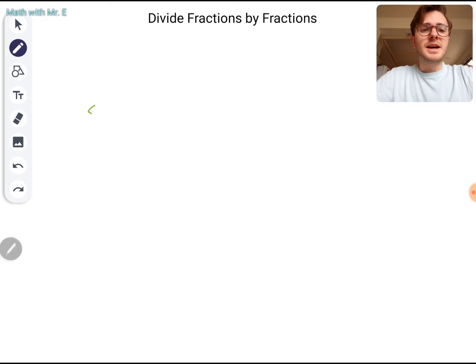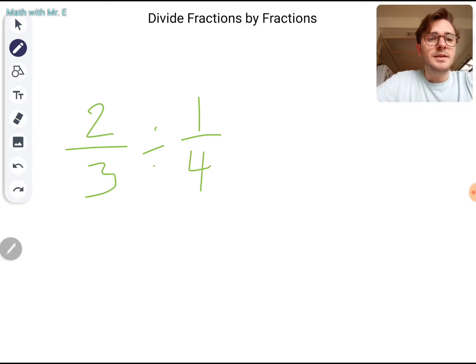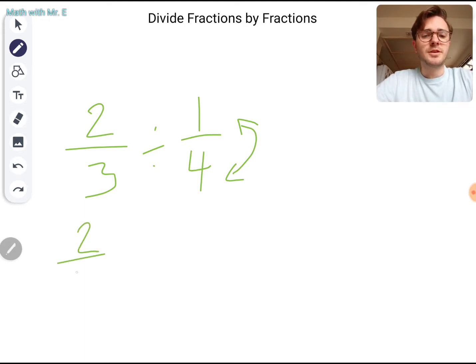So if we had, let's say, 2/3 divided by 1/4, remember we're going to leave the left as it is. We'll change this division to multiplication, and we will multiply by the reciprocal of 1/4. While we're doing this, I also want to remind you that in a multiplication problem, remember not to find the reciprocal. So if the problem were 2/3 times 1/4, we just multiply. So we only find this reciprocal when we're dividing.